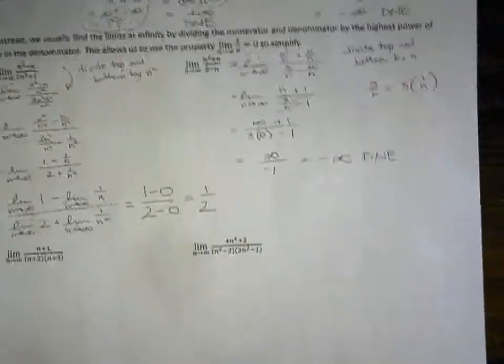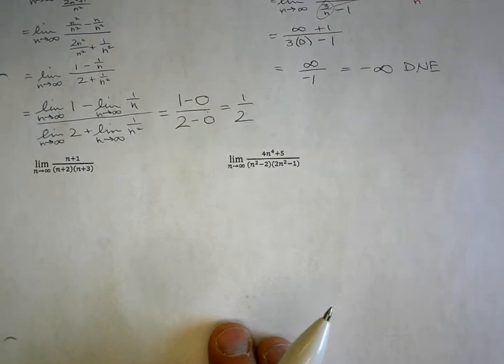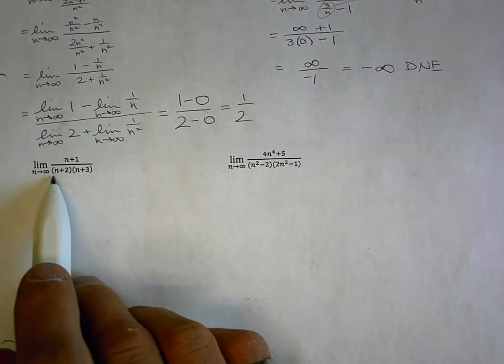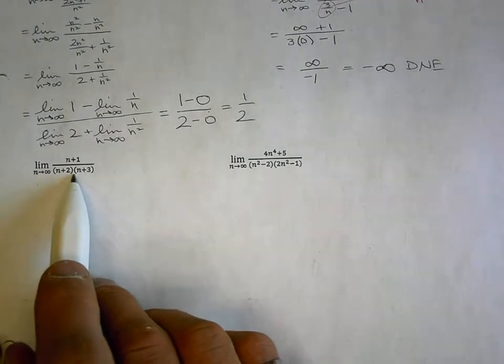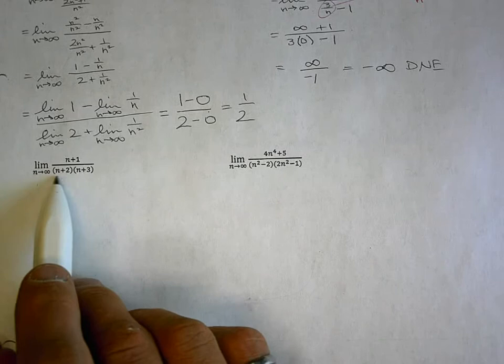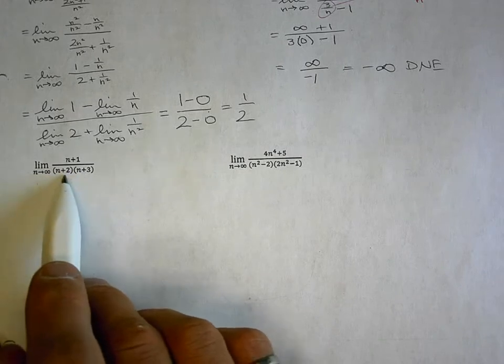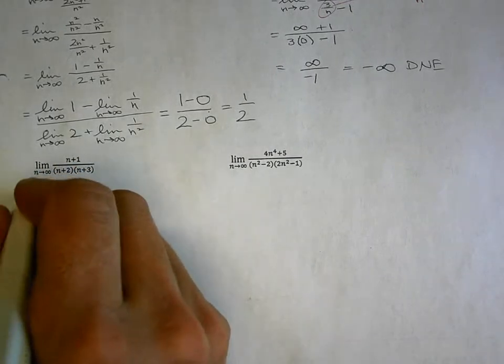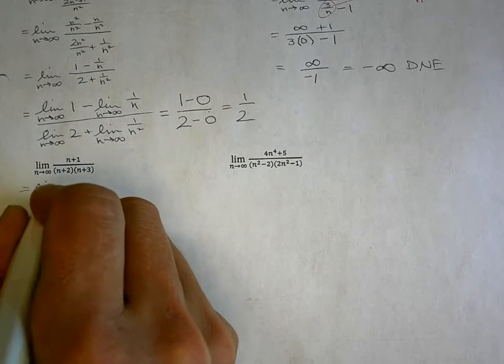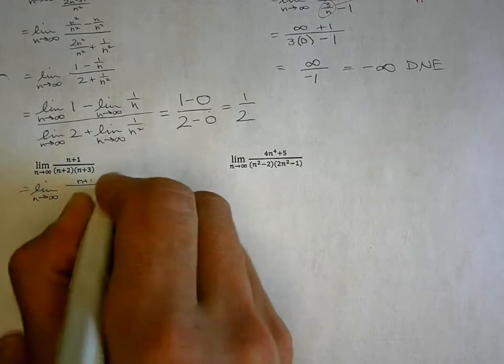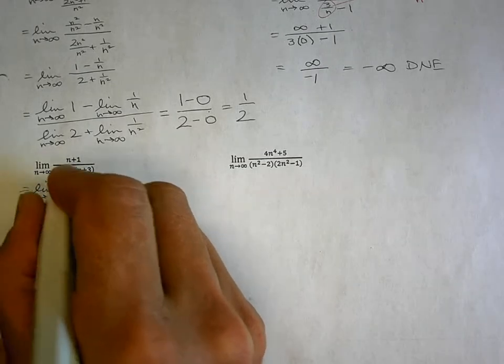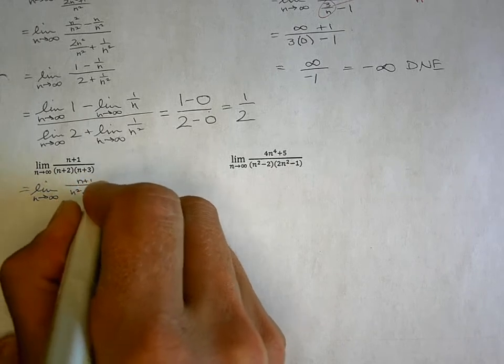Okay, 2 more. What about this question here? The limit as n approaches infinity. Well, I want to divide by the highest power of n in the denominator. It's probably better if I expand first, just to make this a little cleaner. So I have n plus 1, n squared plus 5n plus 6.